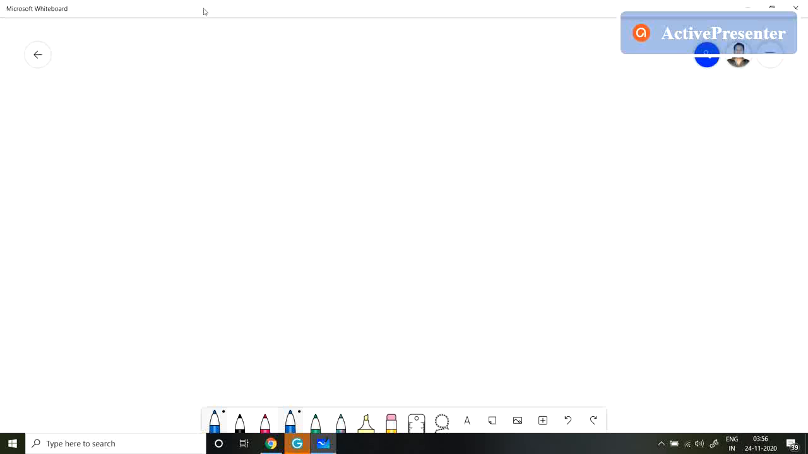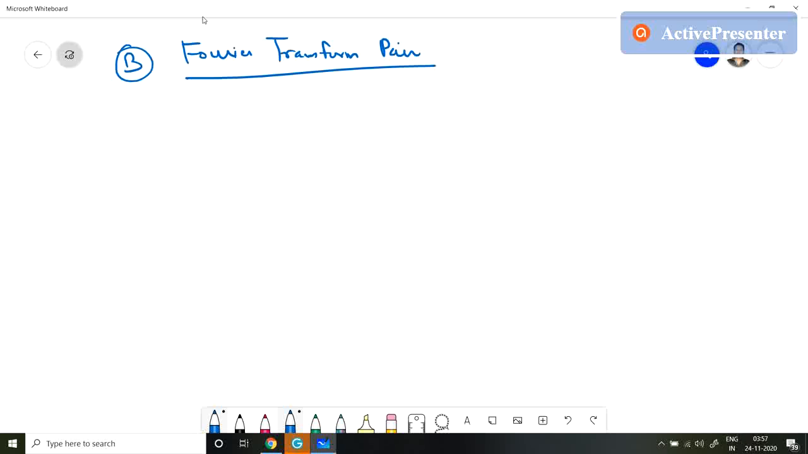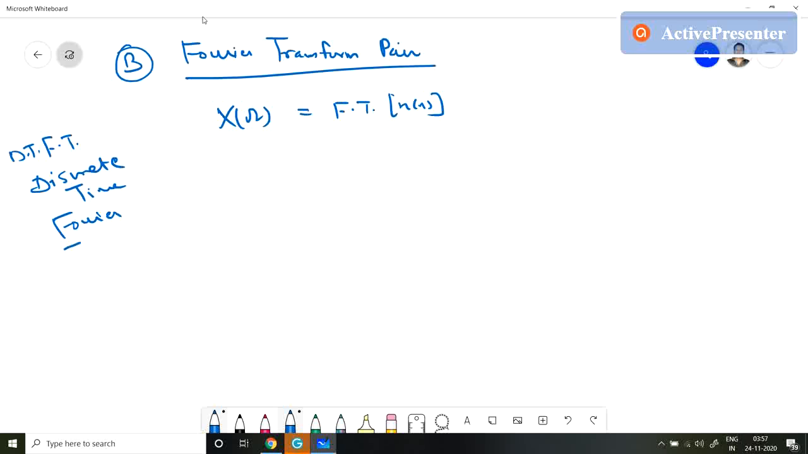So what we are getting here is that there is a Fourier transform pair. Please understand that there is a Fourier transform pair. X(Ω) is basically the Fourier transform of x[n], and this is not simply the Fourier transform, this is basically the discrete time Fourier transform.